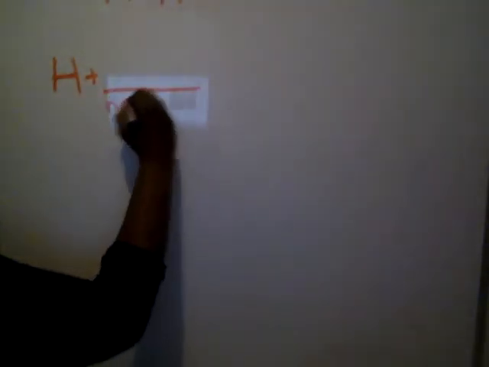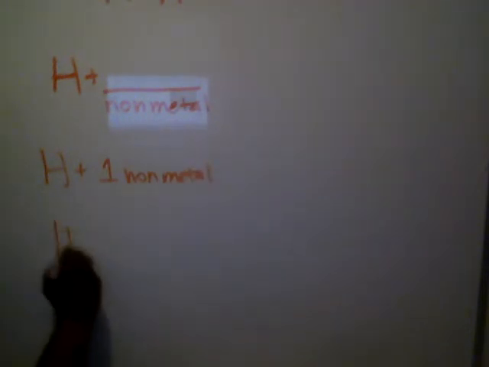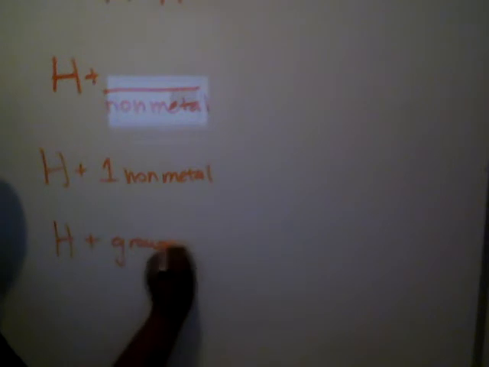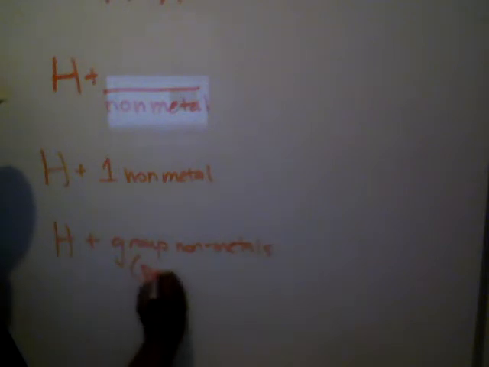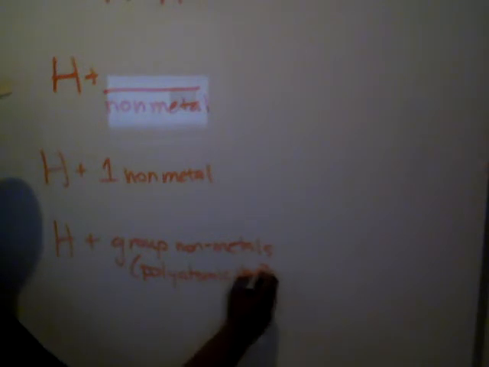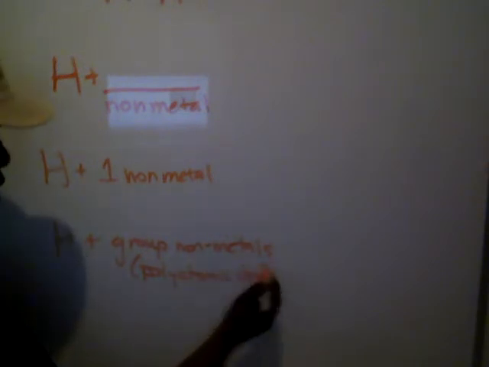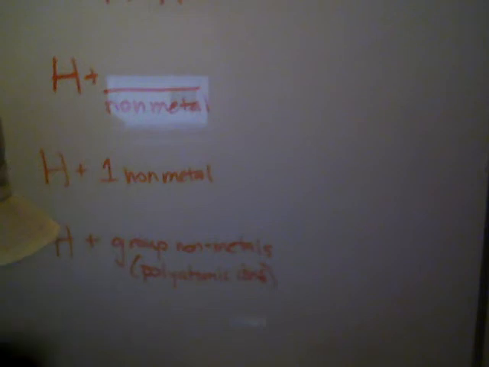So if we talk about how to name acids, acids always are hydrogen plus some nonmetal. Now we have a little bit of variety. We can do hydrogen with one nonmetal, or we can do hydrogen with a group of nonmetals. Your group of nonmetals are your polyatomic ions, like your sulfates, phosphates, nitrates, those guys. They're just groups of nonmetals. But we have a little bit of variety of how we can make acids. Depending on what type of acid we have will dictate how we name it.